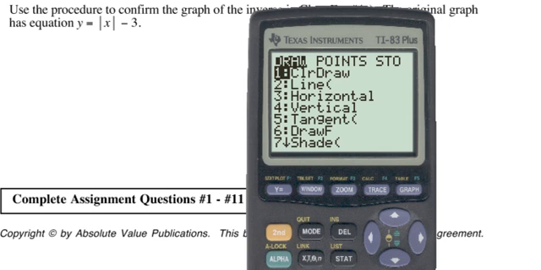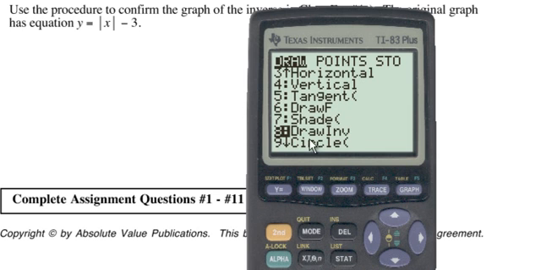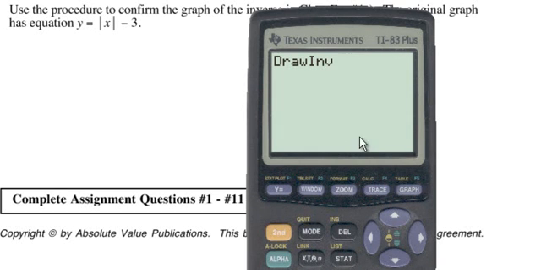And the thing we wanted to draw is an inverse, which is further down in this menu. Draw inv is short for draw inverse. The calculator says, okay, draw the inverse of what?